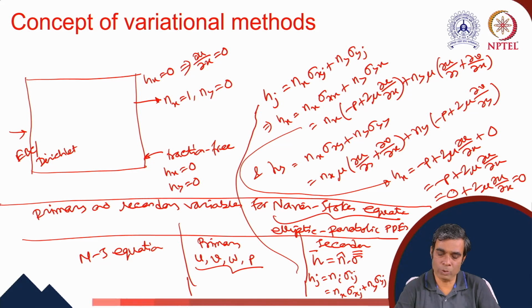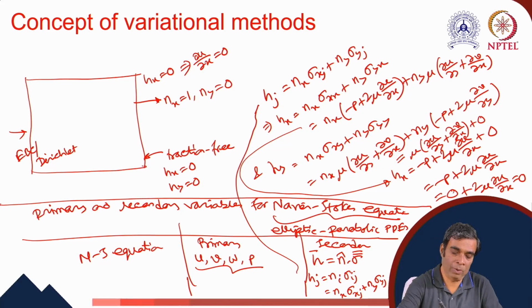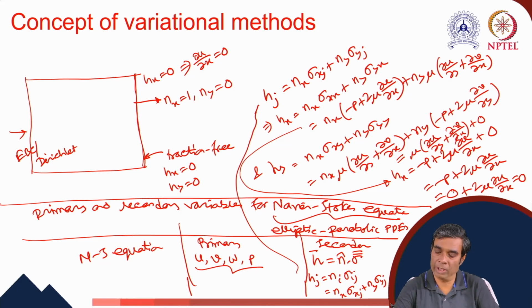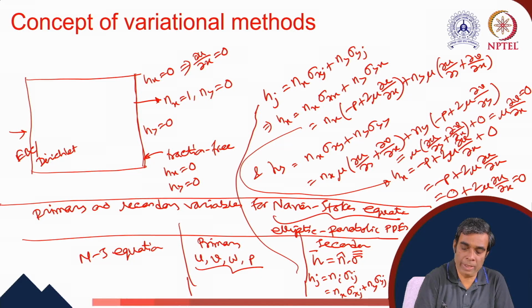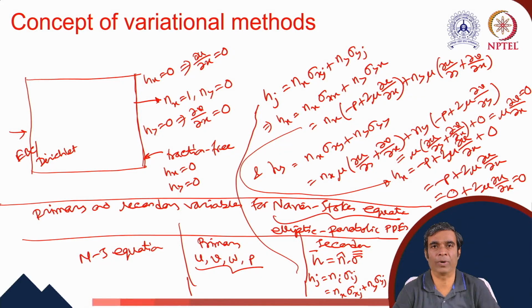Similarly, Hy equals 0 can also be simplified, with Nx equals 1. So it is mu into del u del y plus del v del x, plus Ny is 0, so that term is 0. Now, along this vertical line, the u velocity is constant. Along this vertical line, the u velocity recovers. Because of that, del u del y is 0, and we are left with mu into del v del x. So mu del v del x equals 0. Hy equals 0 gives us del v del x equals 0. These are the simplifications of the traction-free boundary conditions when you deal with finite difference or finite volume methods.